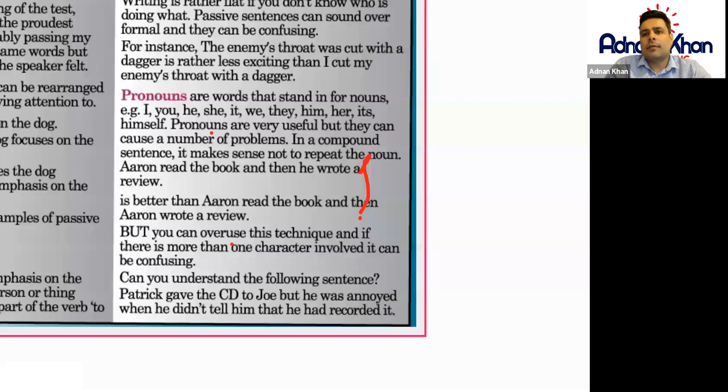Good reading, Dan. Pronouns are words that stand in for nouns. So nouns are names of places, animals, things, and so on, names. For example, I, you, he, she, it, we, they, him, her, it's, himself. These are all pronouns. So if you weren't sure and you had forgotten what pronouns are, this is a good opportunity for you to refresh your memories here. Pronouns are words like I, you, he, she, it, we, they, him, her, it's, himself, and so on.